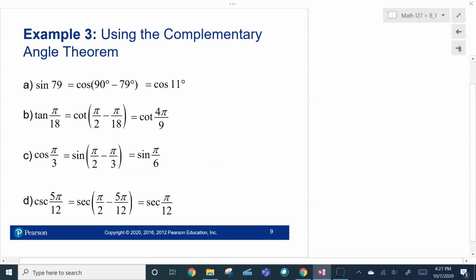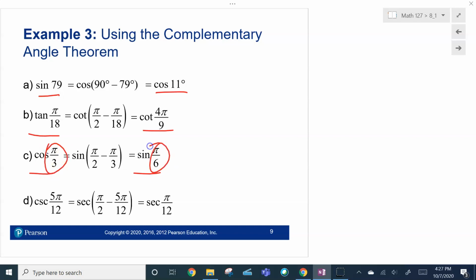For example, sine of 79, 90 minus 79 is 11. Sine and cosine going together, if you will, right? Because that's the opposite over hypotenuse. Again, you could look at a right triangle if you wanted to on that, right? Tangent of pi 18ths. What's pi halves minus pi 18ths? Well, that's 4 pi 9ths. Tangent, cotangent going together on that. Cosine, again, was sine. What's the difference between pi halves and pi thirds? Pi sixths. Right? That's 60 degrees, that's 30 degrees, and so on.